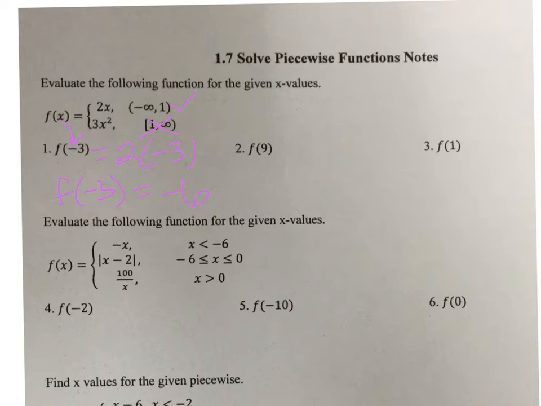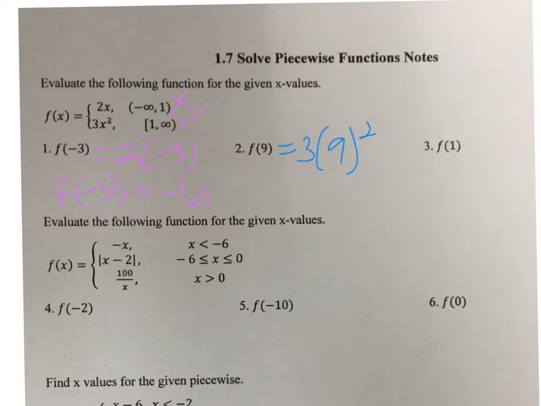All right, so for number 2, again, I'm given a new value of x. X is now 9. But 9 does not fit in that first interval, okay? But it does fit in the second one. So we are going to use 3x squared and plug in there, okay? So 3, but instead of x, I'm going to put 9 squared.